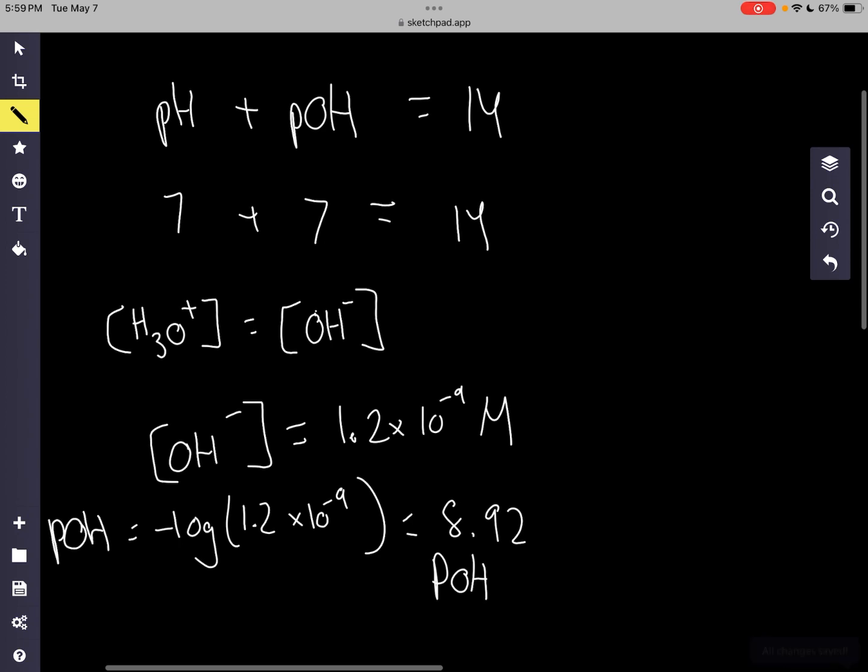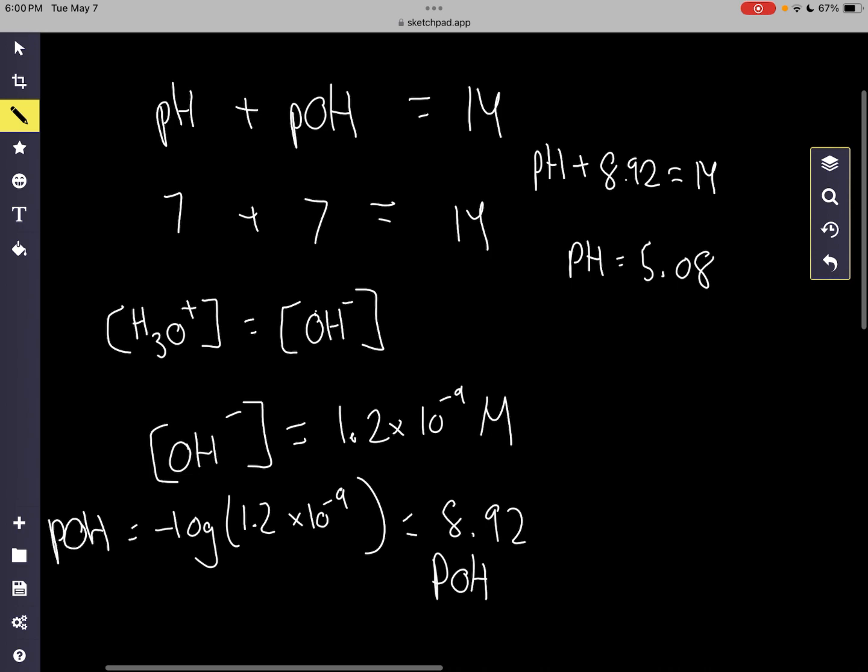If your pOH is 8.92, from this formula you can just sub this in. So pH plus pOH, which we know is 8.92, equals 14. Doing some basic algebra, we get that the pH is going to equal 5.08. And that's going to be your answer.